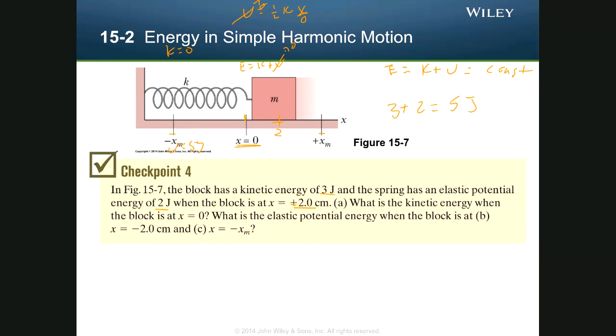Because they asked for the elastic potential energy, it's not going to be 0. And then at -2, we should be able to see that 1/2 kx squared, you'll get the same value whether x is equal to 2 or -2 because you'll square it. So the potential energy should be the same as the one that's given, and the elastic potential energy should be 2 joules.